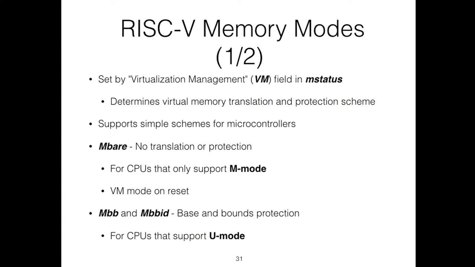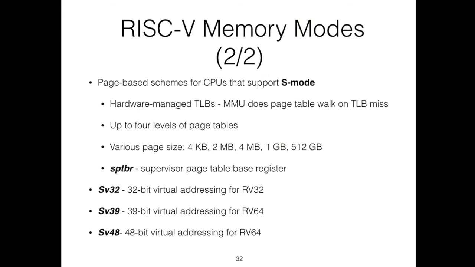There's also base and bounds protection, MBB and MBBID. This is kind of like Intel segmentation, and these are for CPUs that support machine mode and user mode. And then this is what we're more familiar with in BSDs: there are also page-based schemes for CPUs that support supervisor mode as well.